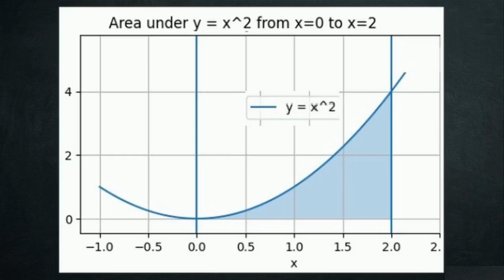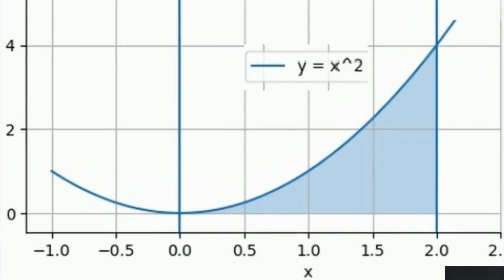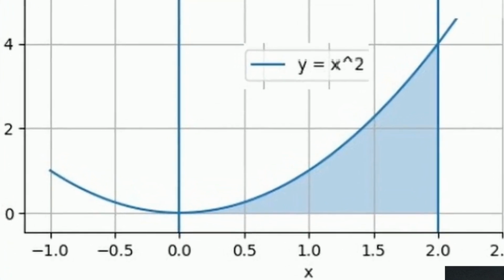This chart shows a standard definite integral. It calculates the net area under the curve y equals x squared from 0 to 2. You accumulate a specific quantity, represented by the blue shaded region, along a straight interval on the flat x-axis.